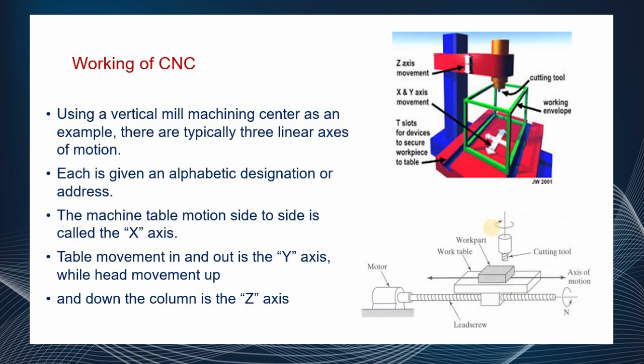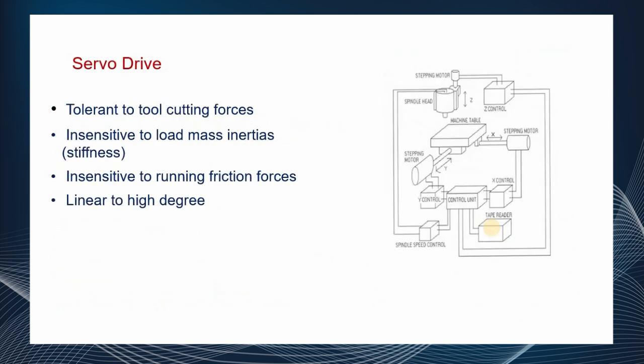The working of CNC. Using a vertical mill machining center as shown in the example, there are typically three linear axes of motion. Each axis is given an alphabetic designation or address. The machine table motion from side to side is called the x-axis, the table movement in and out is called the y-axis, and the up and down movement of the column is called the z-axis.